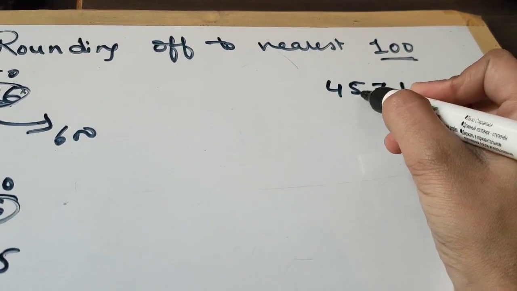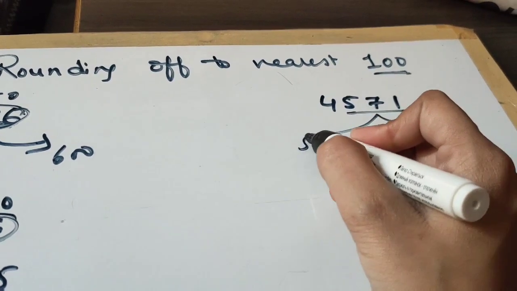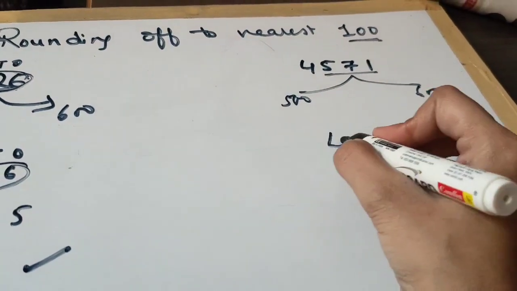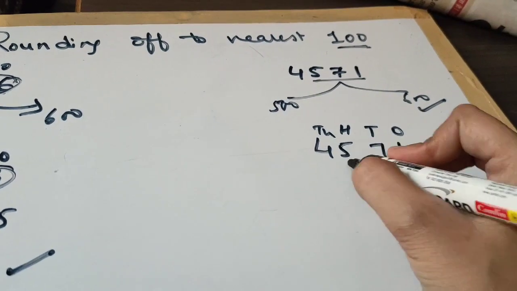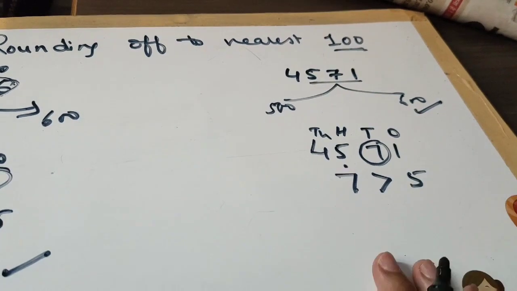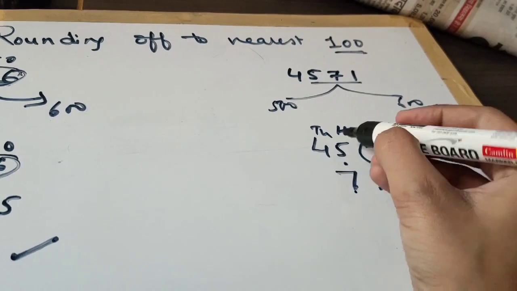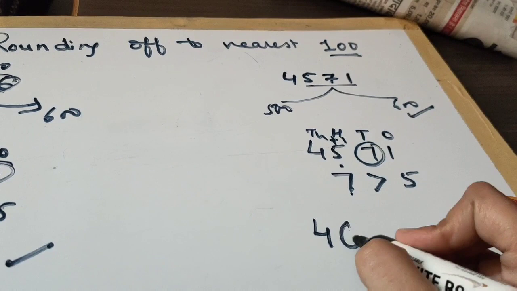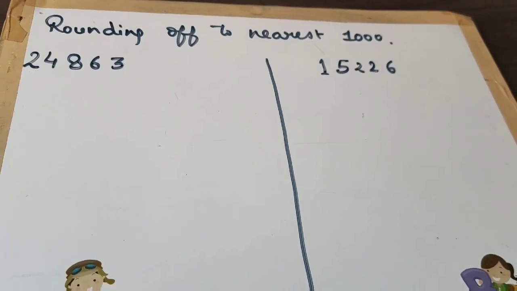Now the next question, 4571. In the same way, this is 100. So now check it. Is 571 near to 500 or 600? Yes, it is near to 600. How to do? 4, 5, 7, 1. Ones, tens, 100, 1000. Now for 100, we have to check the tens place. 7 is greater than 5, so it's a strong number. It has the ability to push one number. So at the 100 place, we will add 1. So this will be 4, 5 plus 1, 6 and 00. This is the answer.